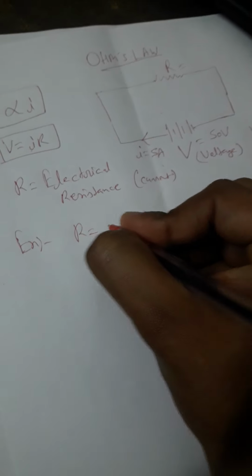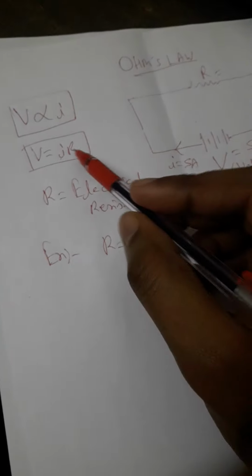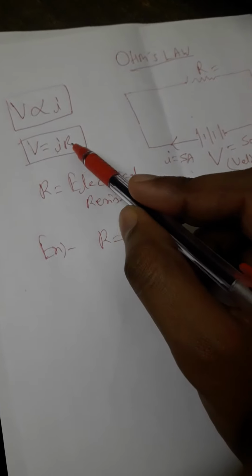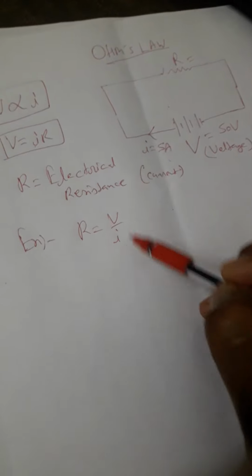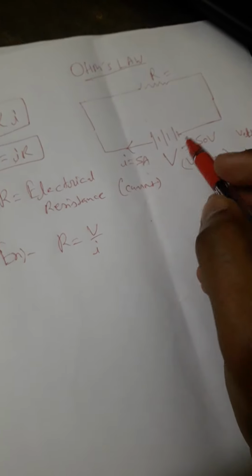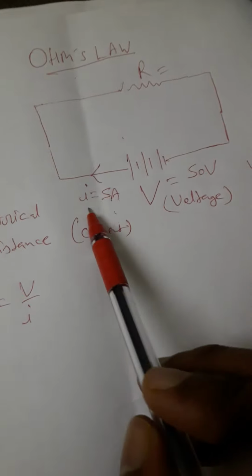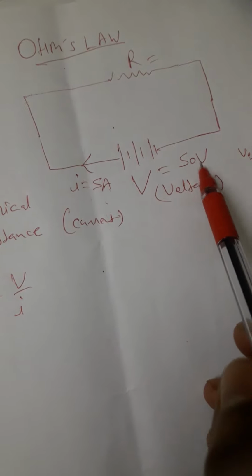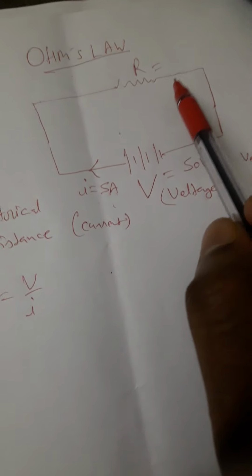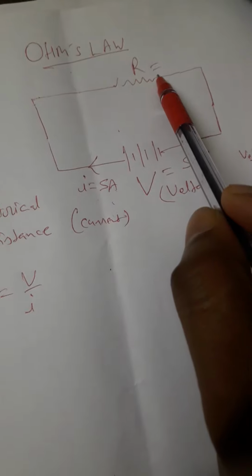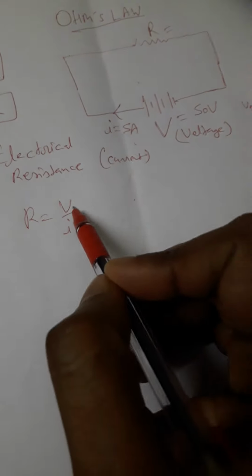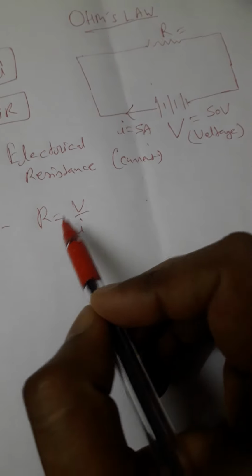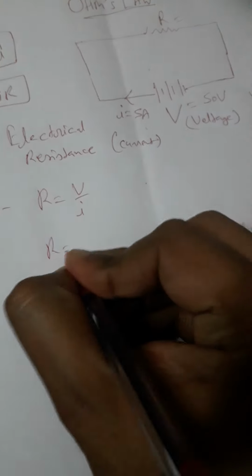So here we apply the formula R is equal to V upon I. Simply cross multiply this formula, then you get R is equal to V upon I. Here current is given and voltage is given, so you can easily determine the value of electrical resistance. So put the values of V and I and get the answer.